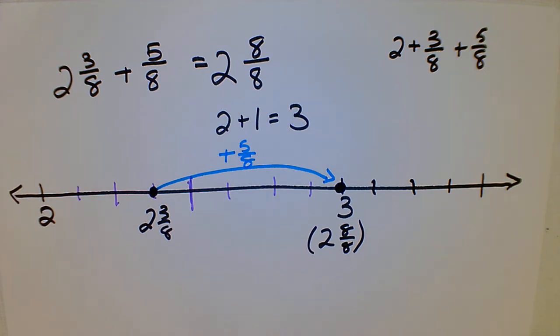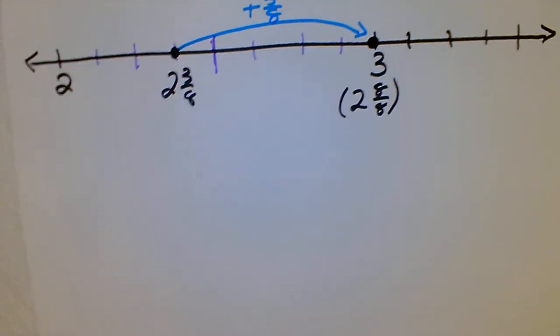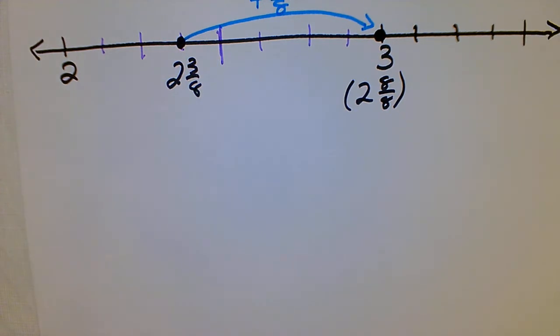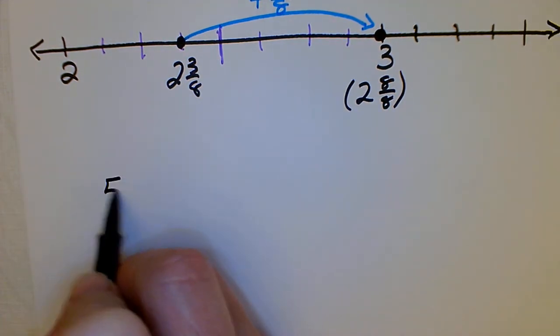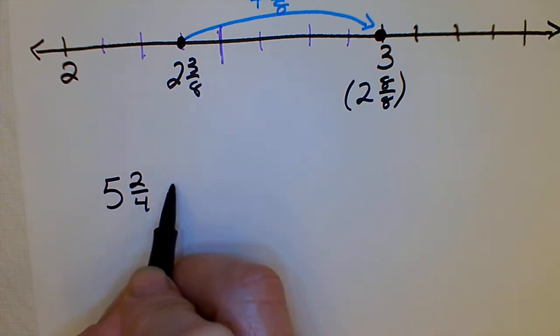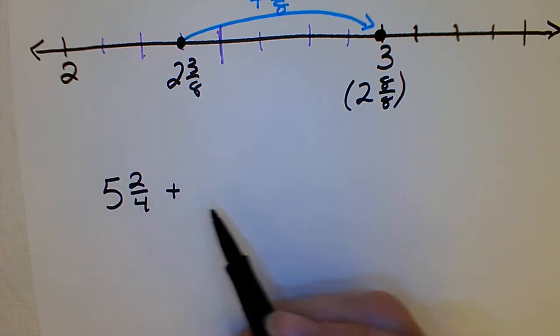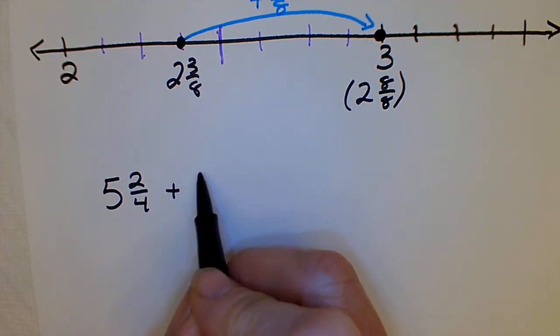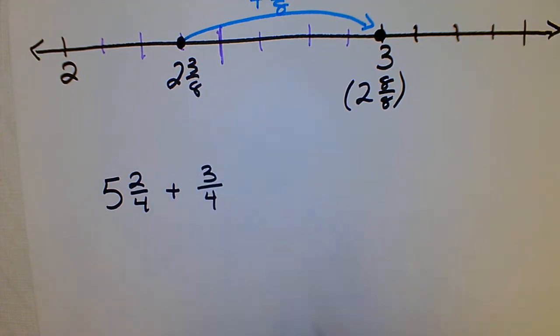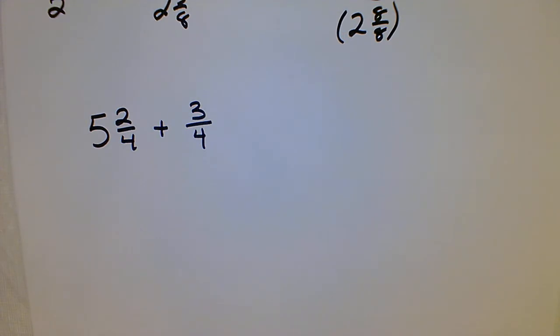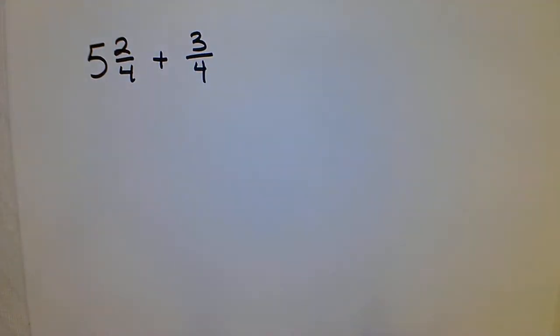Okay, so let's take a new problem. I think we're ready to move on. So let's go ahead and let's try 5 2/4. So let's add 5 2/4 plus 3/4. So let me make this so it's the only thing we're focused on. So we have 5 2/4 plus 3/4.